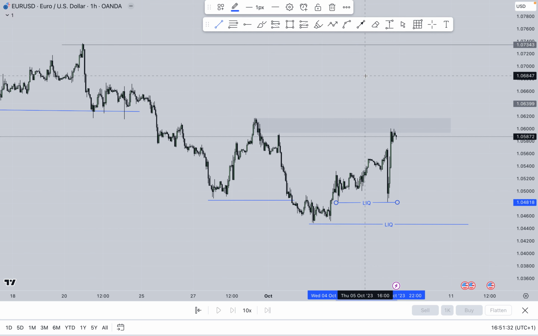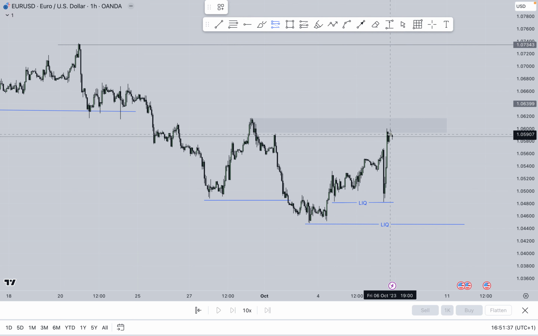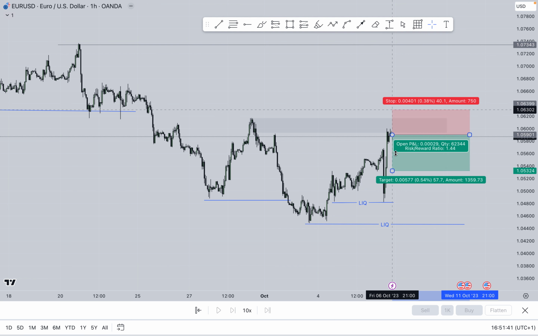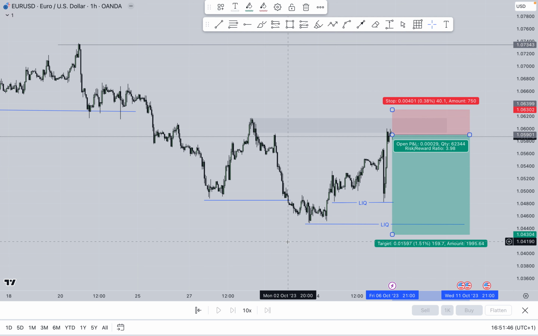So if you are looking to sell, I just advise you to wait for the Asian range. When the Asian range session is over, you can take your sell opportunity from that level. Stop loss just above this last high, and you target this last liquidity down here, and that's how you do it. Now on to the bonus.